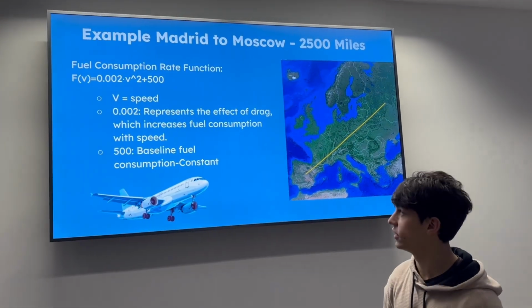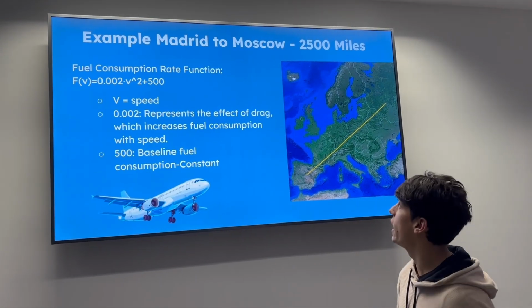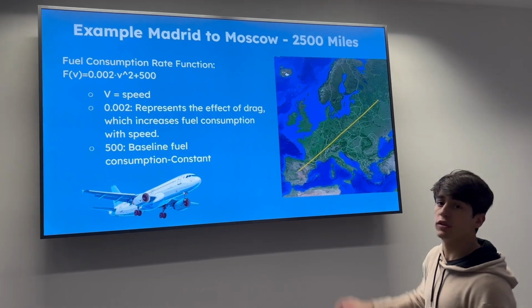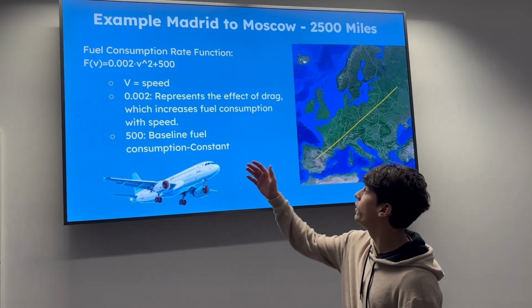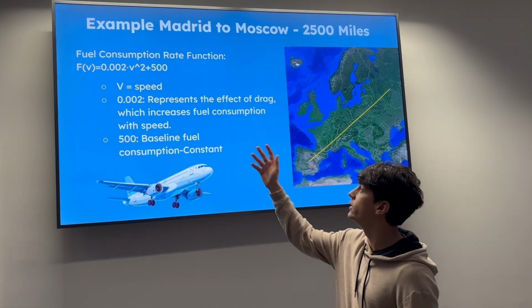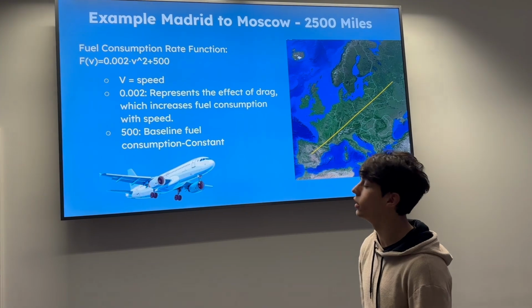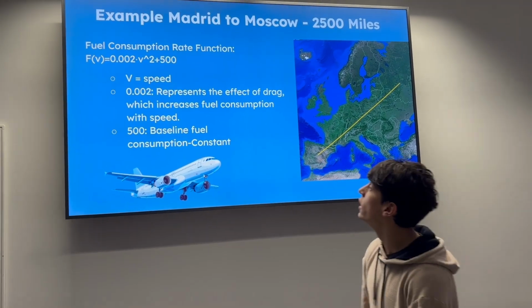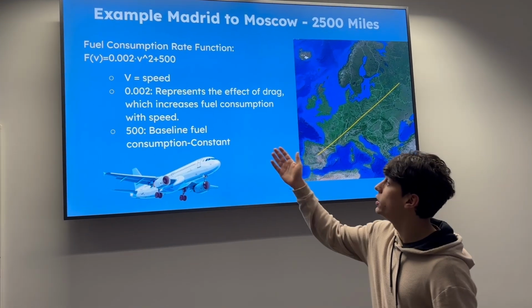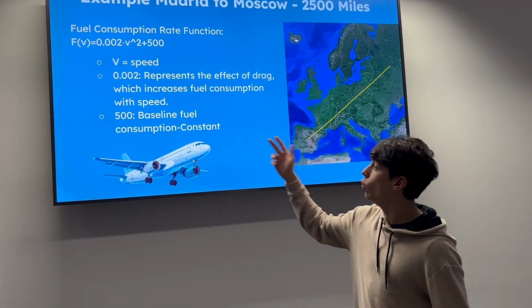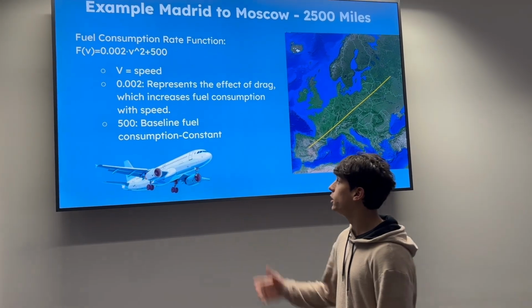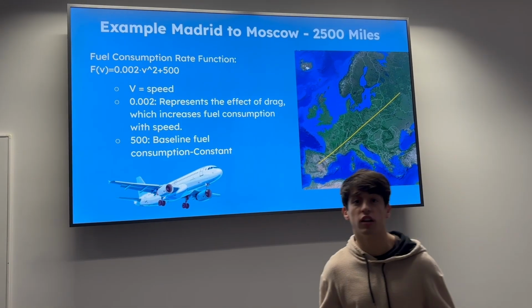First, we're gonna go over an example from internal information we gathered from Madrid to Moscow, which is 2,500 miles. The fuel consumption rate function is f of v equals 0.02 times v squared plus 500. You might be wondering what that is. V equals speed. 0.02 represents the effect of drag, which increases fuel consumption with speed. 500 is the baseline fuel consumption, which is constant.